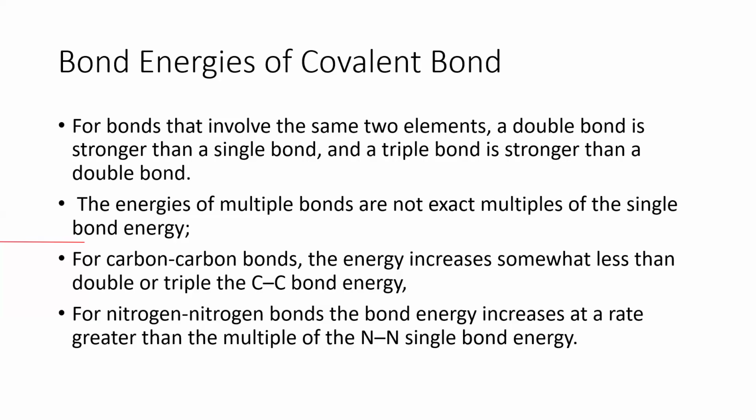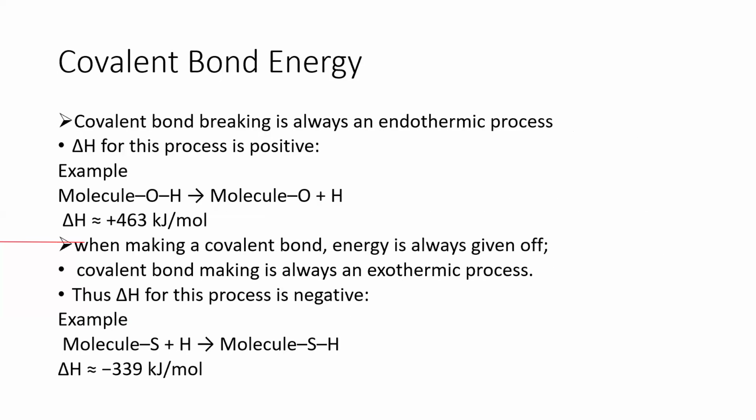For carbon-carbon bonds, the energy increases somewhat less than double or triple the carbon-carbon single bond energy. For nitrogen-nitrogen bonds, the bond energy increases at a rate greater than the multiples of the nitrogen-nitrogen single bond energy. So, like I said before, if it's 2 kilojoules for a carbon bond, the carbon triple bond doesn't have to be 6. No. Covalent bond breaking is always endothermic.